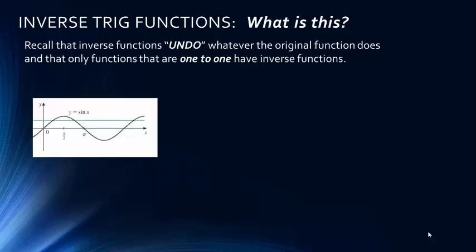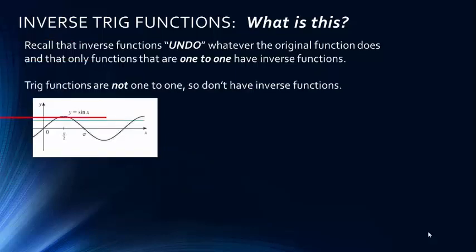And so here with trig, for example, the sine function is not one-to-one. Remember, we can do a horizontal line test, and if it touches more than one point, then it is not one-to-one. We do a vertical line test to see if something is a function, and obviously sine is a function, and then we do a horizontal line test, the red line you see there, to see if it's one-to-one. Because this line touches the sine function at more than one spot, sine is not a one-to-one function, so it doesn't technically have an inverse function.